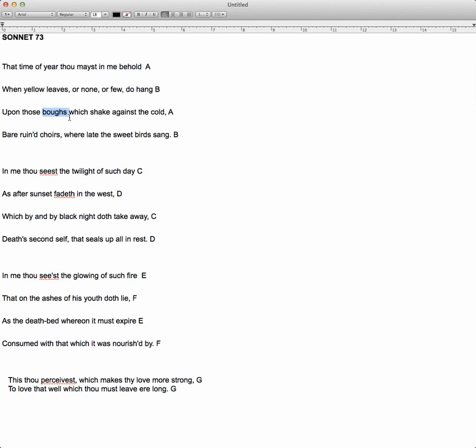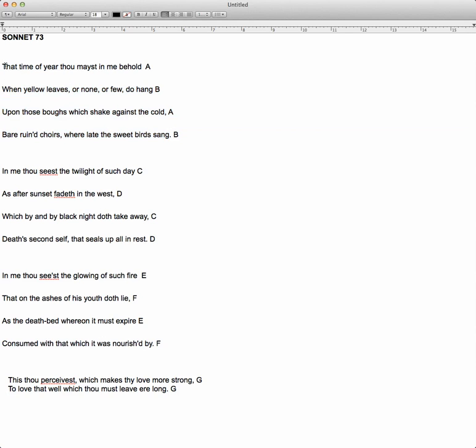So I'm going to think for a minute now. I was talking about yellow leaves and tree boughs shaking in the wind, where the little sweet birds used to sing, where late the birds sang. That reminds me of autumn. That reminds me of fall. So I think he's talking about fall there. In fact, I'm pretty sure of it, because yellow leaves, bare boughs in the tree, it's blowing, it's shaking against the cold, birds are no longer there. So I'm pretty sure that's what he's talking about.